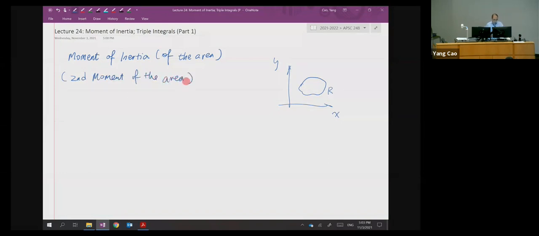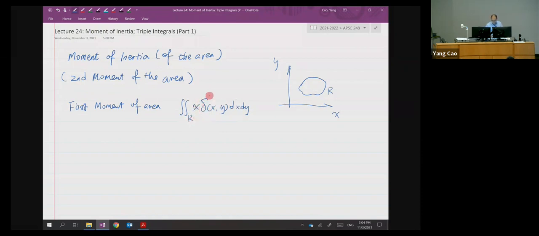Second moment of area. As a matter of fact, you might wonder, so what is the first moment of area? We learned that in the previous lecture. So first moment of area is defined by a double integral. For example, this is a moment about the x-axis, so this is density. Right, so this is an example formula for first moment of area.